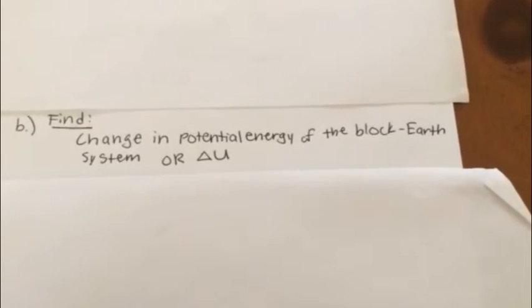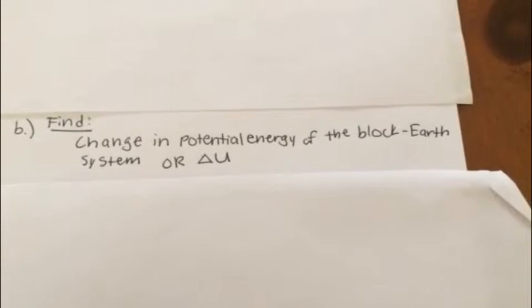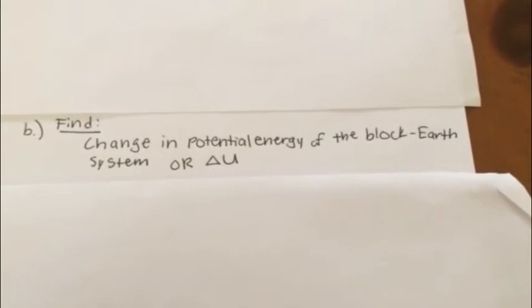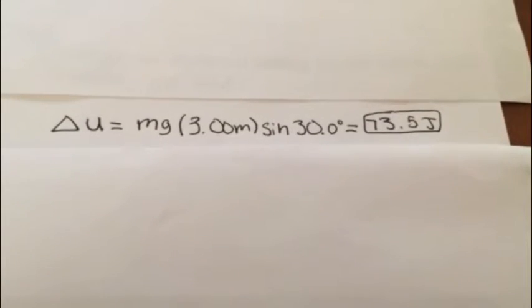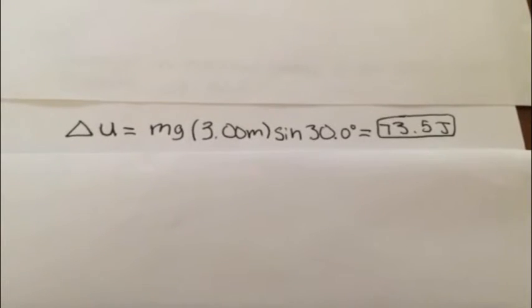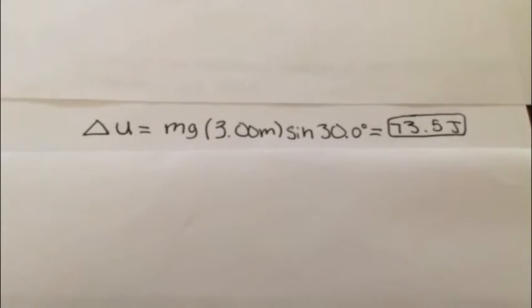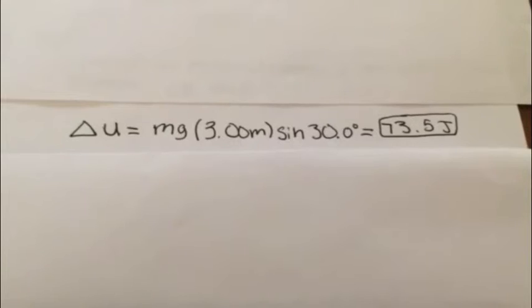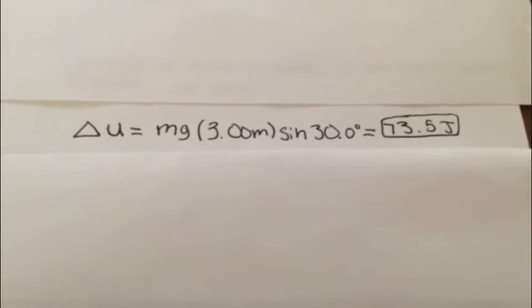For part B, you're trying to find the change in potential energy of the block Earth system, or delta U. For that, you can use the equation delta U equals m g times 3.00 meters times sine of 30 degrees, and again, all of these were included in the givens, and you can get an answer of 73.5 joules.